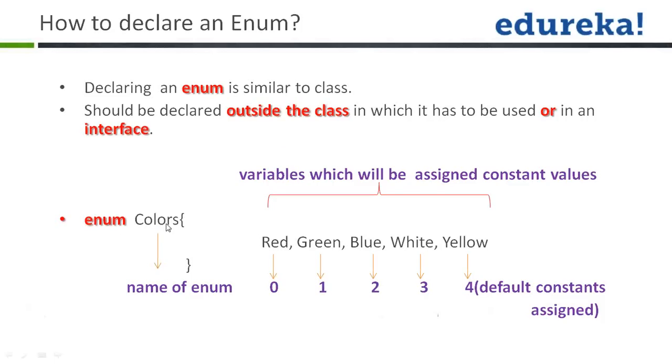Now, you write enums, you mention the name of the enum, like colors. This time you have to make an enum. These are the 5 default colors that you have. So if you want to make an enum, you use the keyword enum. After that you mention the name of the enum, that is colors. Now the variables which will be assigned constant values, like red, go within the curly braces: red, green, blue, white, yellow. Now all these variables will be assigned a default value from 0 till 4. These are default constant values. You can also assign your user defined values.